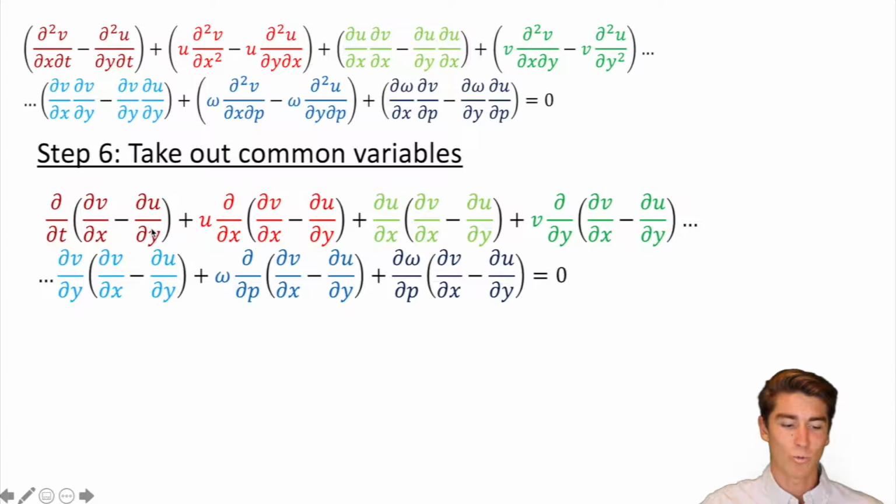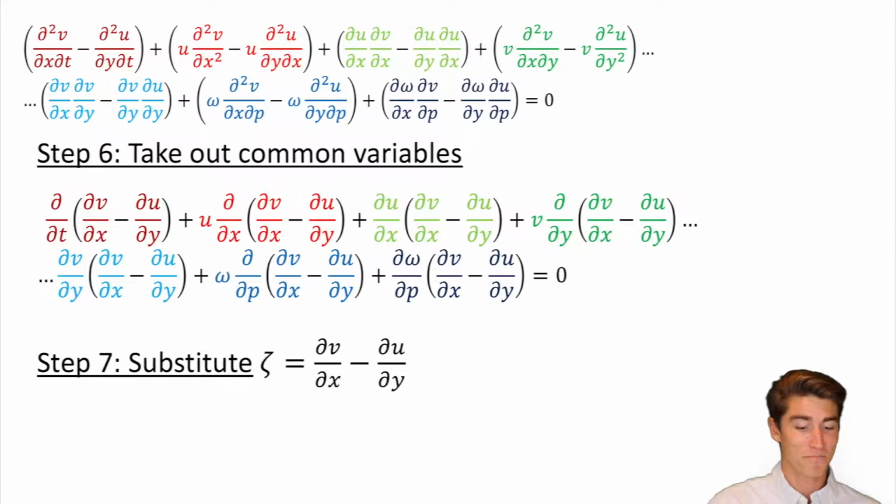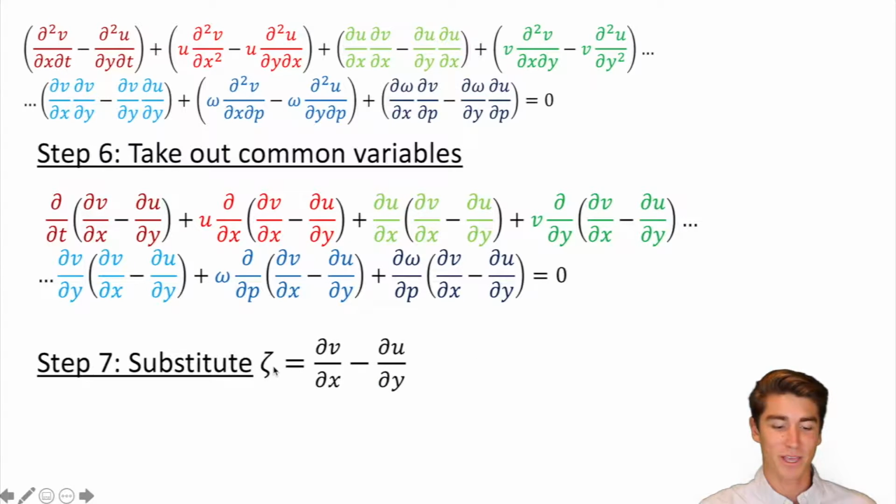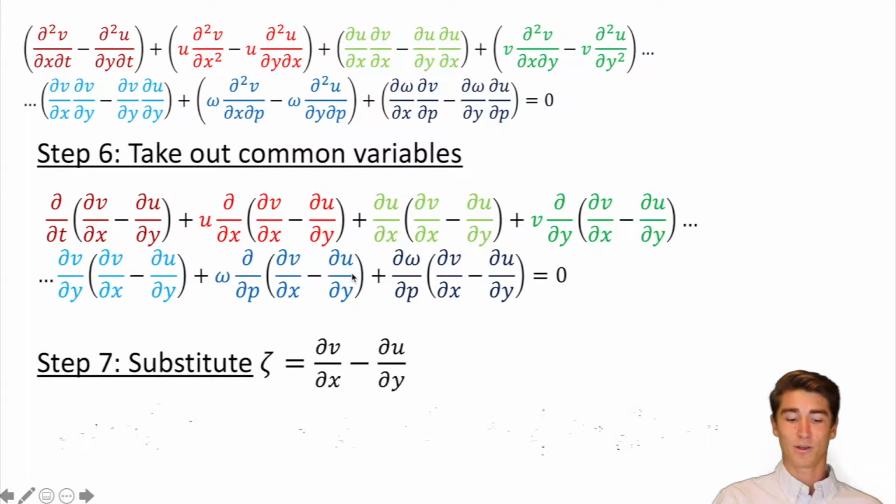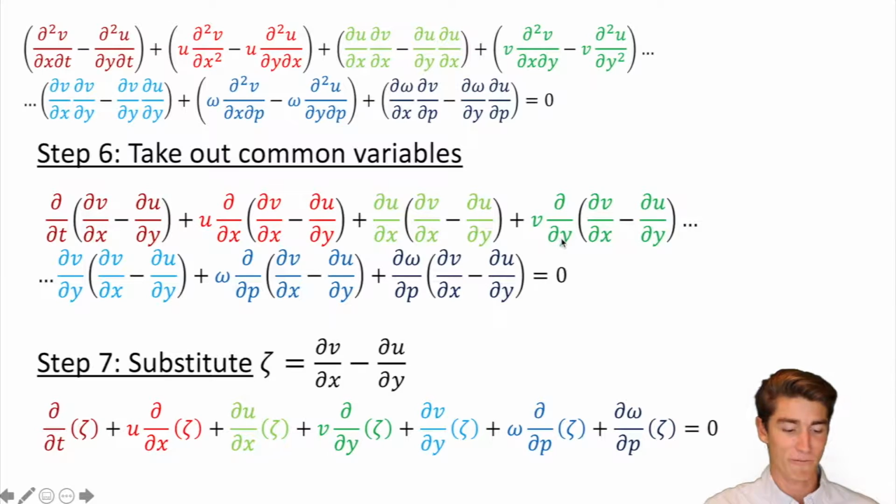Inside the parentheses, we now have the exact same thing for every single term. It is this dv dx minus du dy. And if you remember from the beginning of the video, there was something I told you to remember, and it was the equation for vorticity. Well, that's going to come back up, and we're going to substitute sigma in for all those dv dx minus du dy's. This is going to make the equation a little prettier. We can now fit it on one line, which is pretty nice. And I'd say that's pretty good for that term. That's really not too complicated.